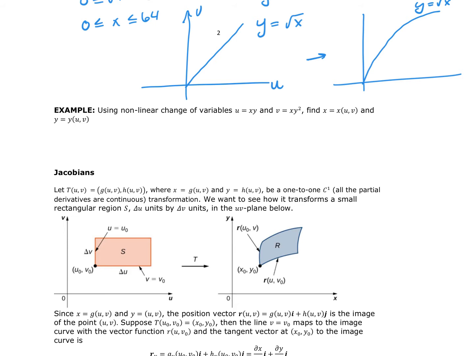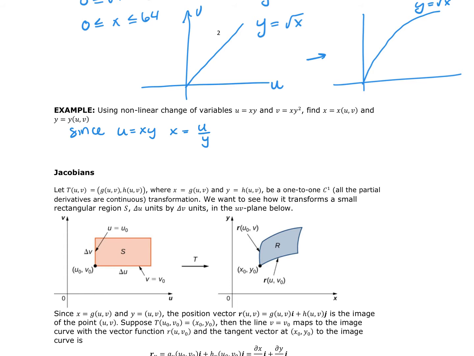In my next example, I'm going to use a nonlinear change of variables, and they're given to me. I'm going to find x as a function of u and v, and y as a function of u and v. So I'll start with the fact that since u is equal to x over y, then x is going to be u times y.